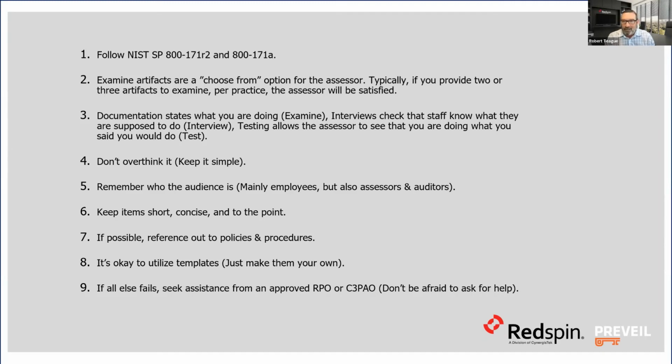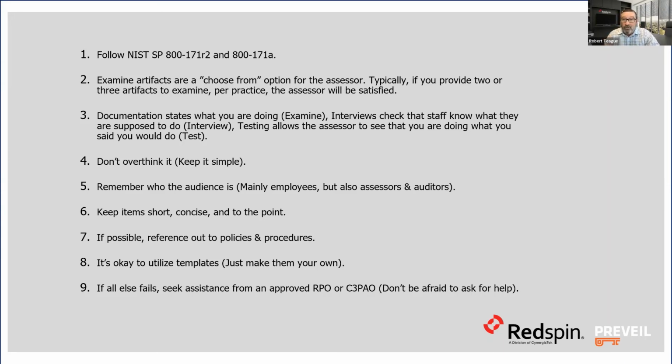Show me in the documentation where it says that, because in NIST 800-171, it says choose from. And as an assessor, I'm going to choose from until I determine, yes, you are meeting that practice, okay? Other thing is don't overthink it. Keep it simple. Remember who your audience is and who's going to be looking at this, right? Mainly it's the employees and the assessors and auditors, okay?